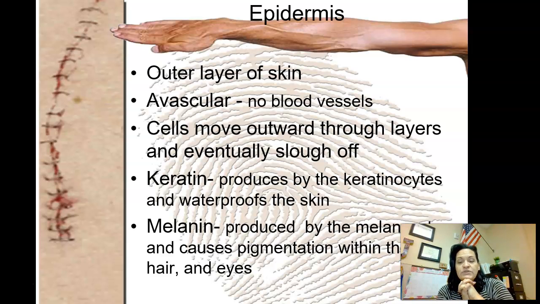It has keratin, which is produced by keratinocytes and waterproofs the skin. That's the keratin on that layer that gives you that waterproof barrier. You have melanin, which is produced by the melanocytes and causes pigmentation within the skin, hair, and eyes. That melanin is the difference between light-colored skin, olive-colored skin, or very dark skin. Same with the different colors of hair and eyes. So melanin is responsible for that.